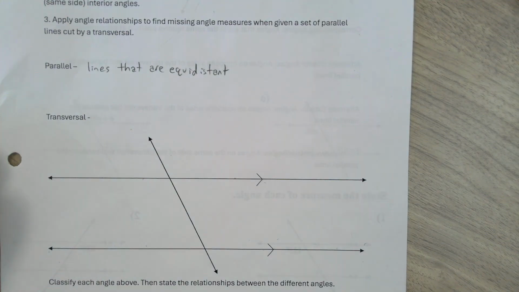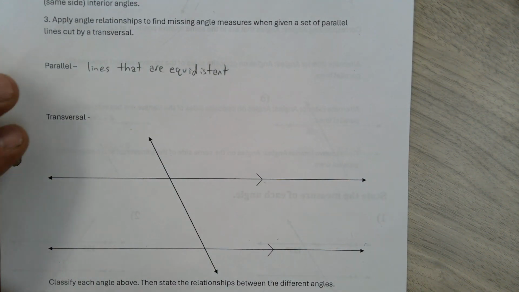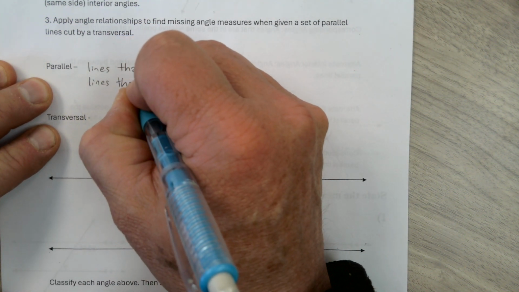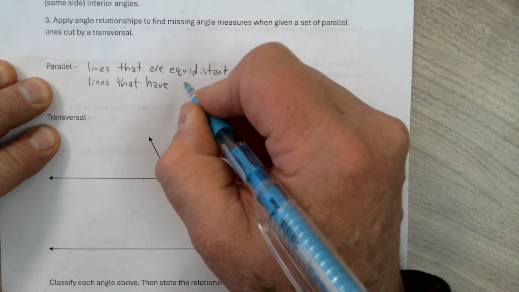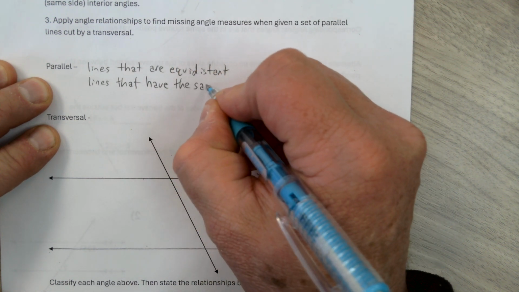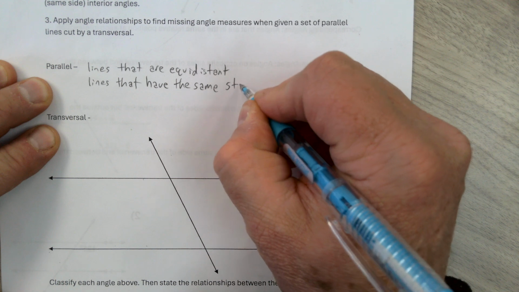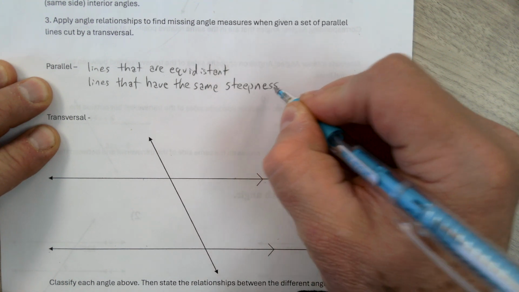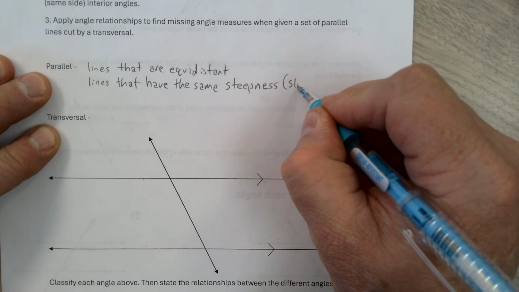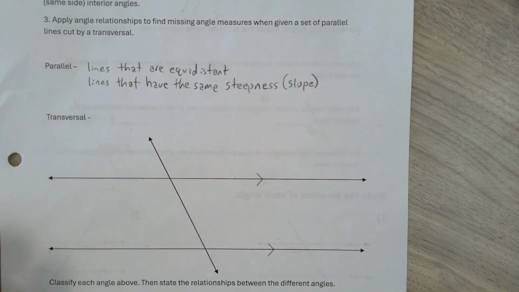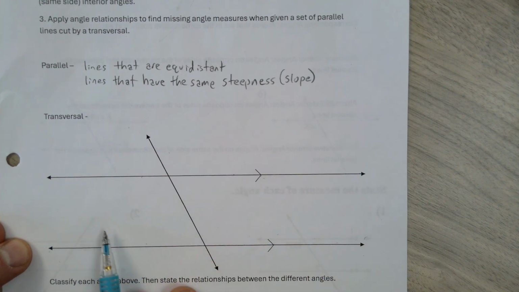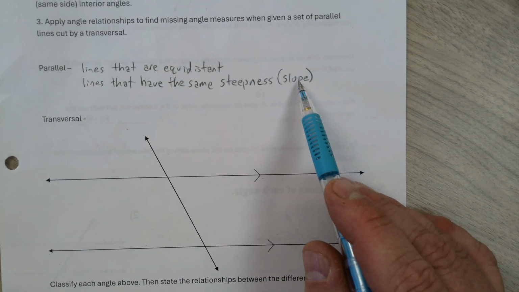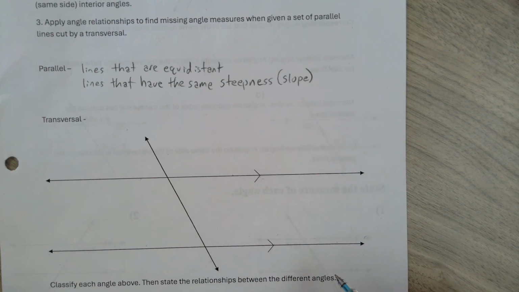All right. They also have the same steepness. And if you took Math 2 with me, the algebra class, we described that as slope, the steepness. Like we'd say these lines each have a slope of 0, so they have the same steepness. So they would have the same numeric value for their slope, for their rise over run.